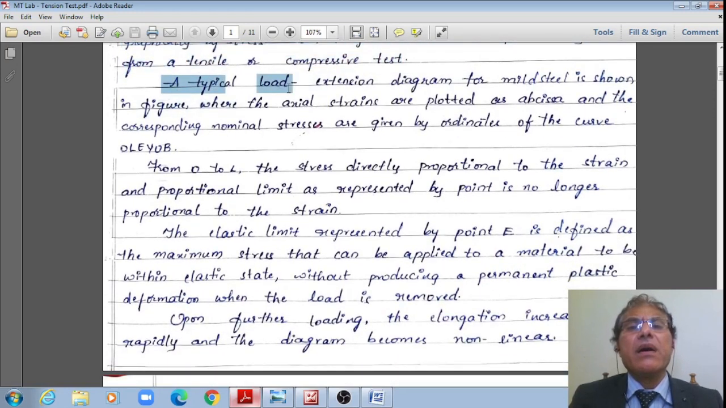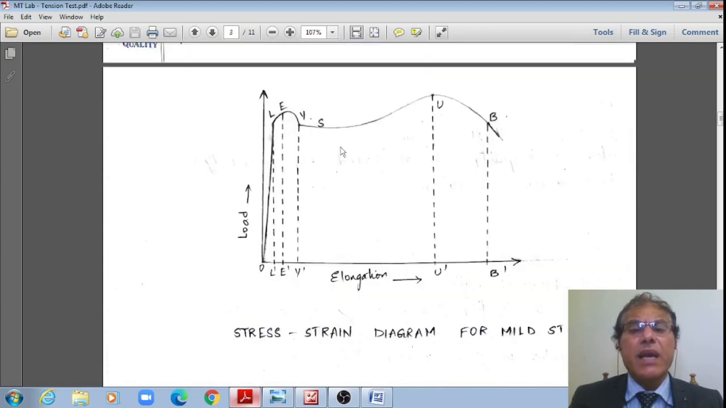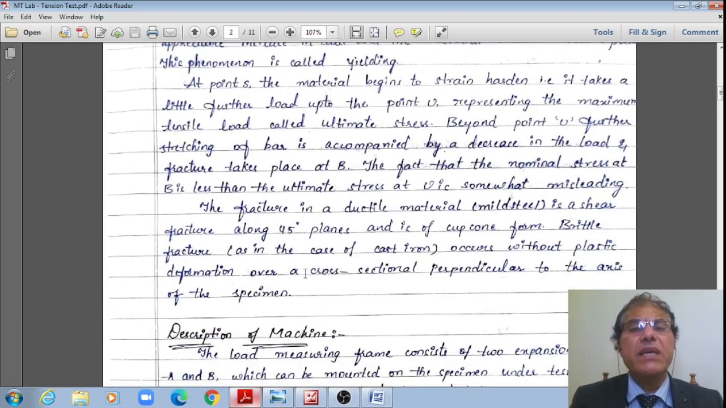A typical load extension diagram for the mild steel rod is shown in the figure, where the axial strains are plotted as abscissa and the corresponding nominal stresses are given by the ordinate of the curve OLEYUB. Now, let me show that graph. This is a typical stress strain diagram for the mild steel rod, where the loads are on the y-axis as well as the extensions or deformations are on the x-axis.